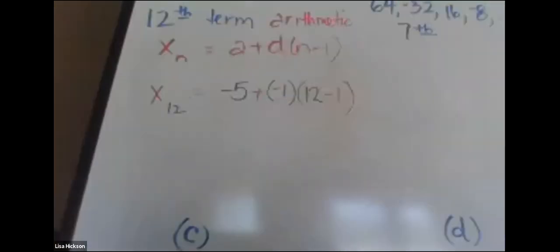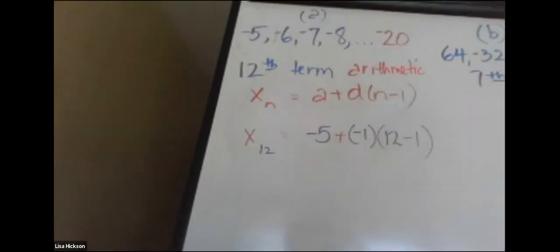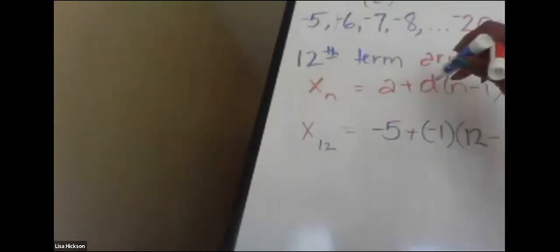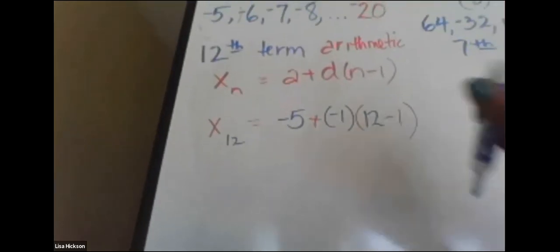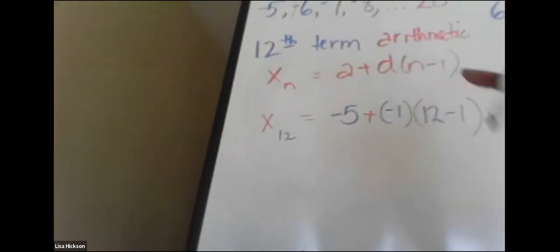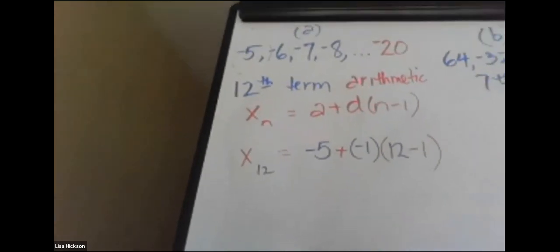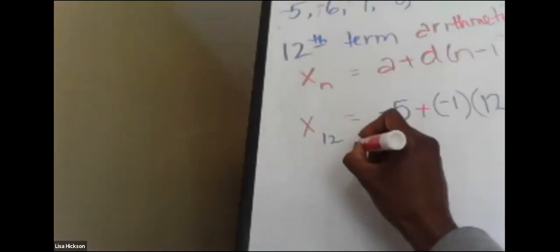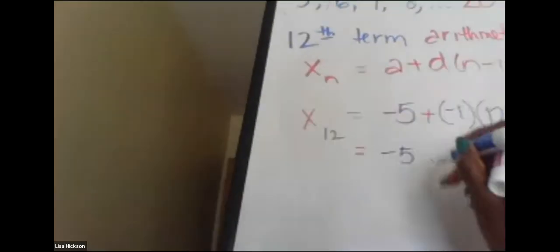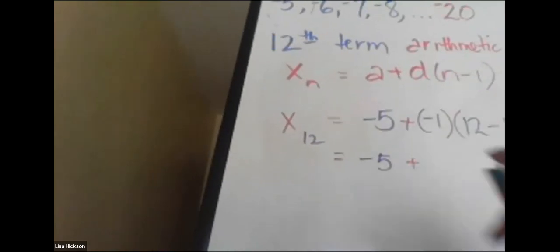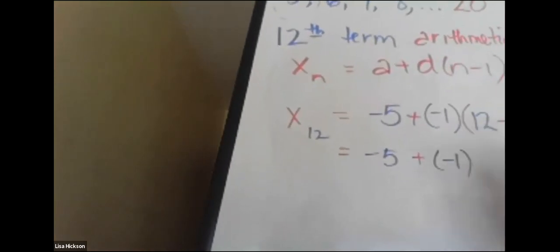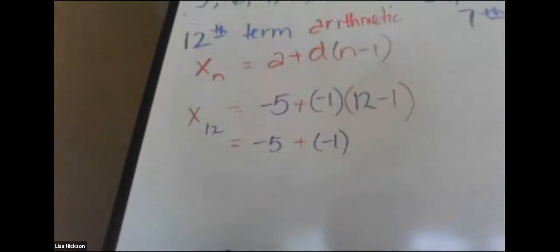Okay, so that should have been how you set it up in the beginning. Remember, A is the first term of the sequence, D is the difference, and N is the number of the term that we are looking for. So now it's just a math problem. So we can't use -5 yet. Leave that there. We can't use the -1 yet. Leave that there. Let's do what's in parentheses.